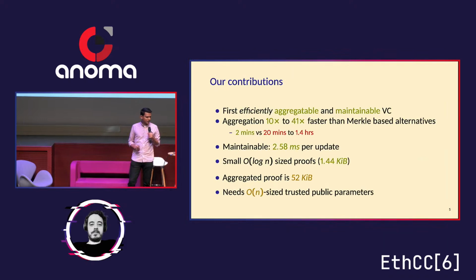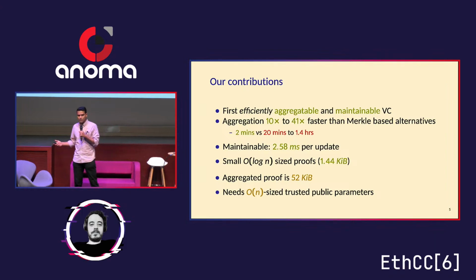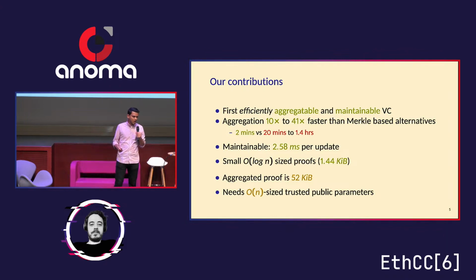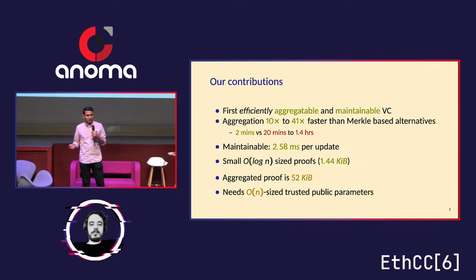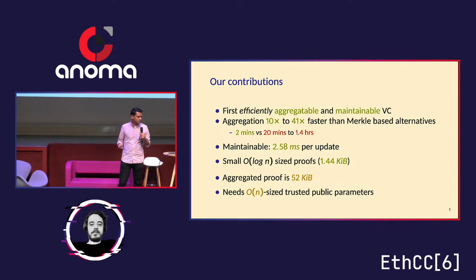Here is a quick summary of our results. Our vector commitment scheme is the first one to efficiently do aggregation and maintain proofs. Since then, there are other works that also have these two properties simultaneously. Our aggregation is 10x to 41x faster, and say there's a single update in the system, we can update all proofs in 2.6 milliseconds. And our proof sizes are small. It's log n, around 1.44 kibibytes. However, all of this comes with a cost.